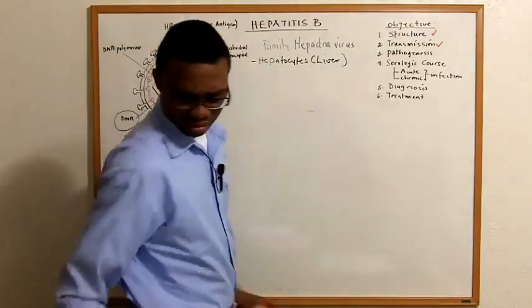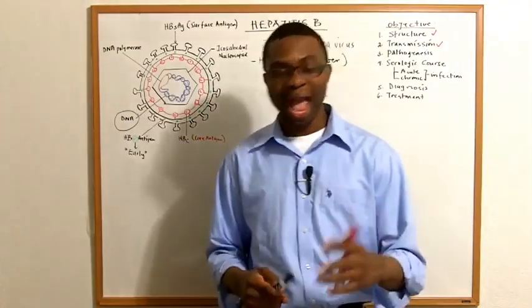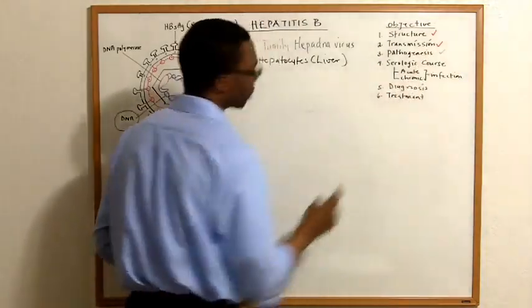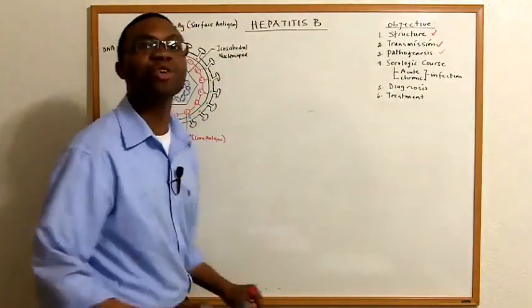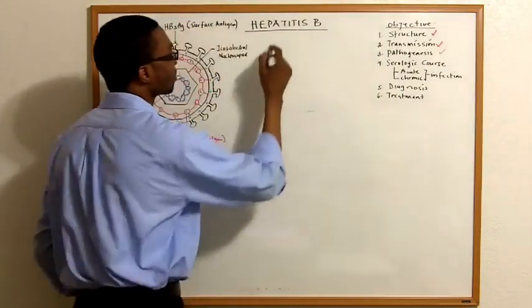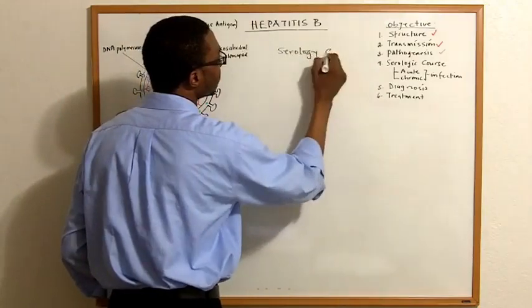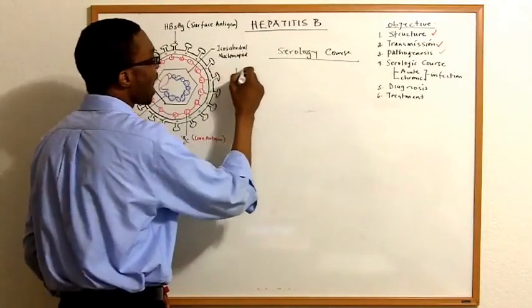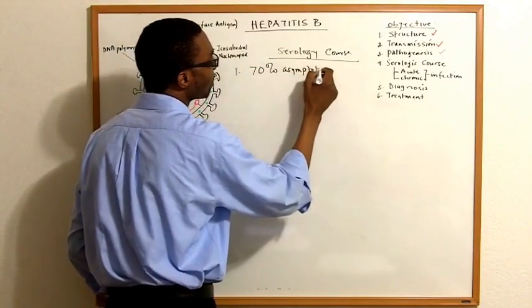So, when somebody gets infected with hepatitis B, do they know? Actually, 70% of people that get infected with this virus have no idea they have the virus. Let's talk about serology. That's the course of the infection. When somebody gets an acute infection, about 70% are asymptomatic.